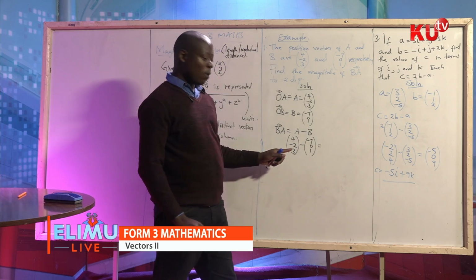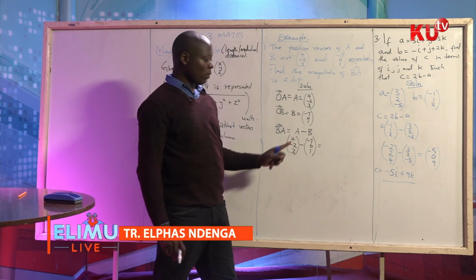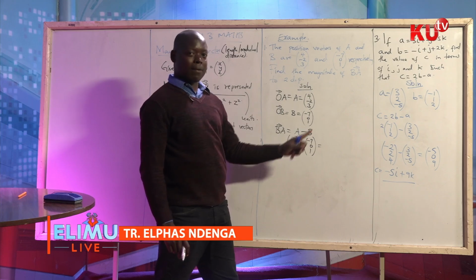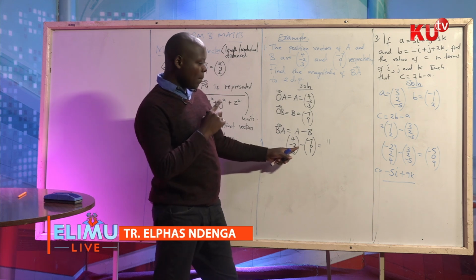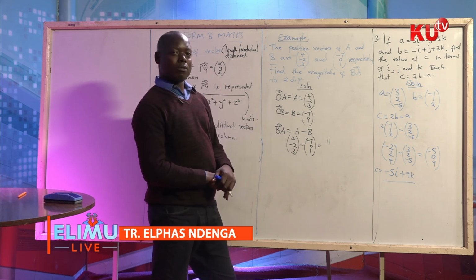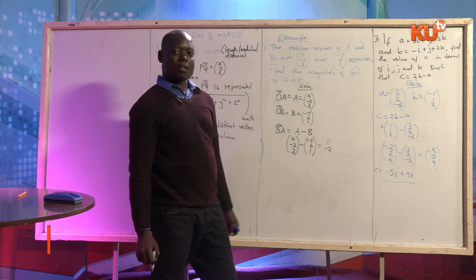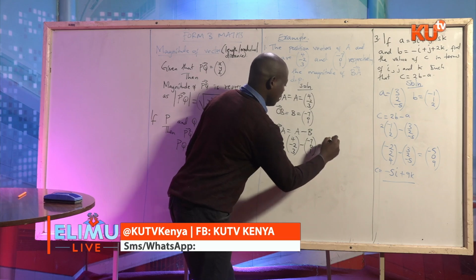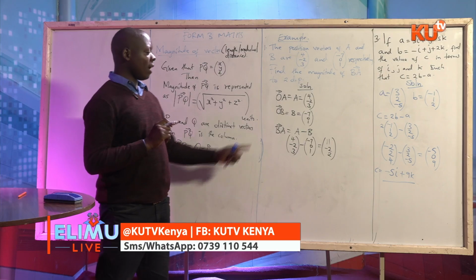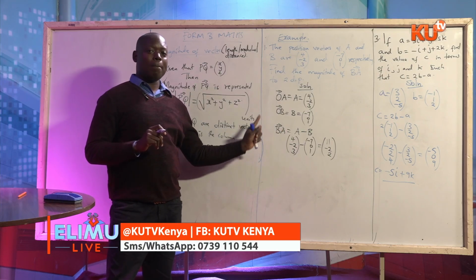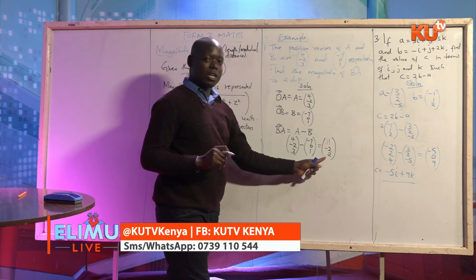Take your calculators and do the working. 4 minus negative 7, what is the answer? 11. Good. Negative 2 minus 0 is negative 2. And then 3 minus 1 is 2. Therefore, we have obtained our vector BA. A column vector representing BA is 11, negative 2, and 2.